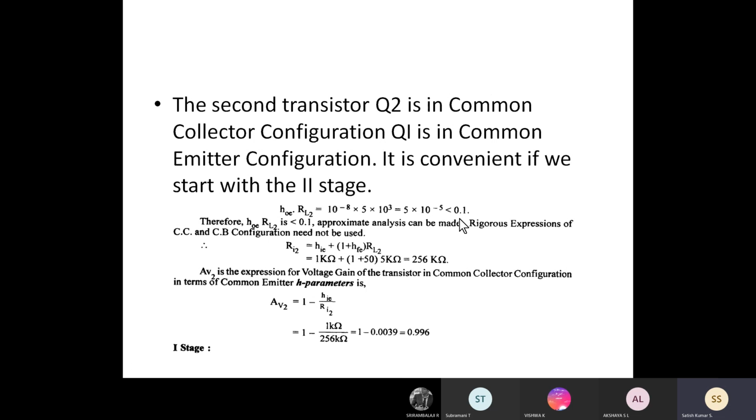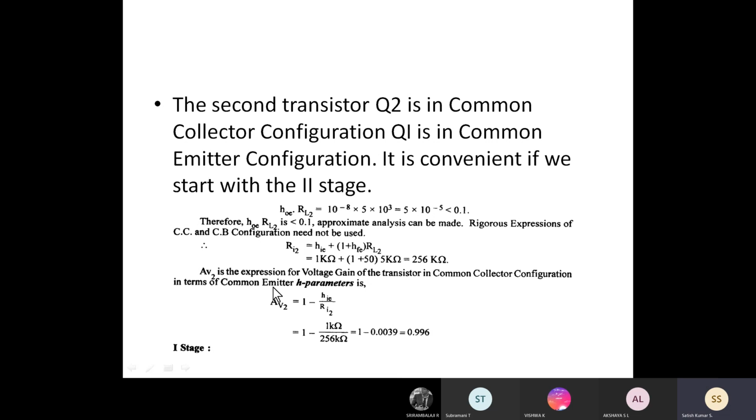So that is less than 0.1. If it is less than that, we are going to calculate Ri2, that is the internal resistance of the second transistor. Ri means internal resistance, 2 means the second transistor. So why do we have to find this one?